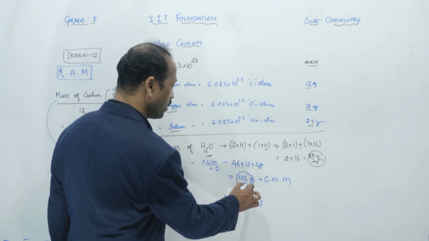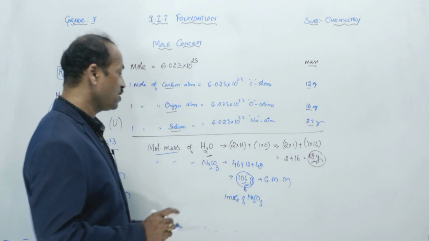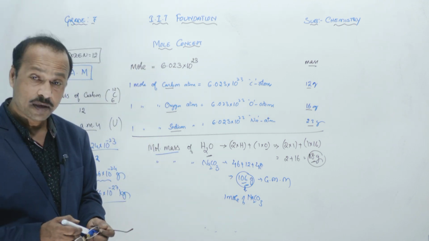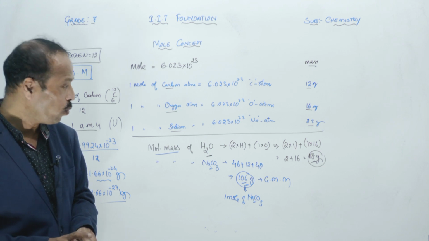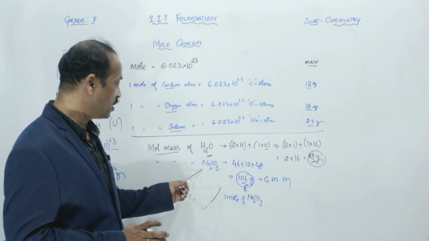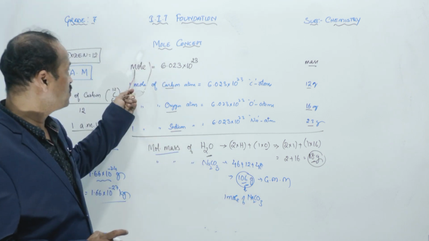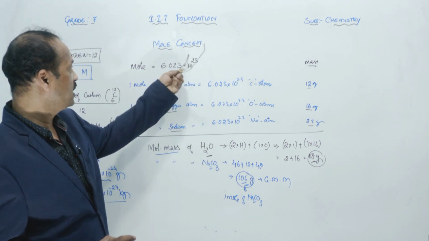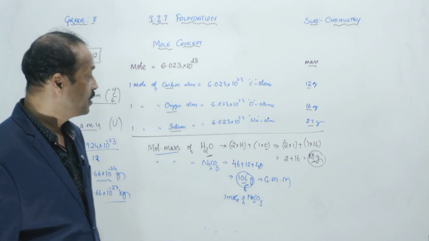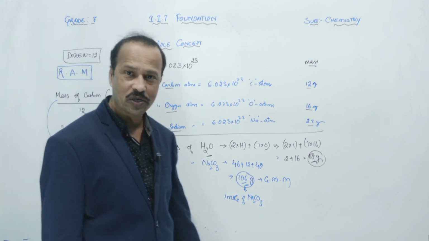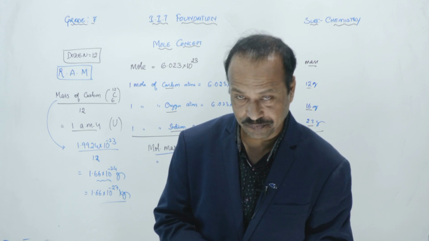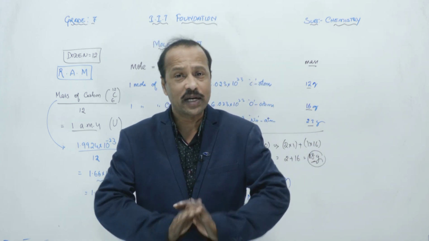So gram molecular mass or molecular mass of any substance represents 1 mole. So 1 mole of sodium carbonate, 106 grams of sodium carbonate means what? 1 mole of sodium carbonate means it consists of 6.023 into 10 to the power of 23 sodium carbonate molecules. Clear to you? So that is about our lesson. Okay. So it's very simple.